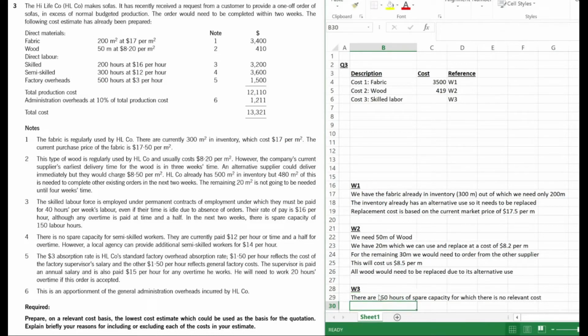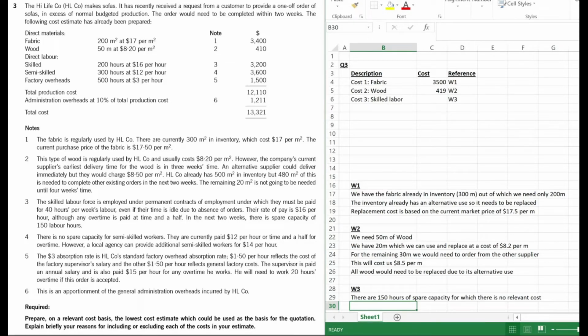Okay, but we have 200 hours needed in total. We still need 50 hours. After spare capacity, before we think of hiring or replacing the existing workers, we look if overtime is possible. And they've said that yes, overtime is possible.